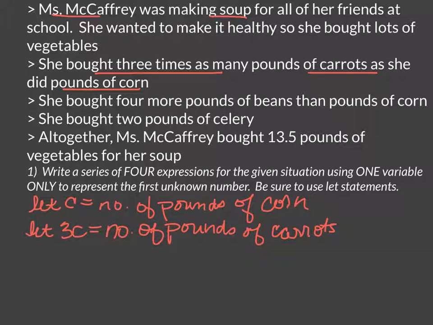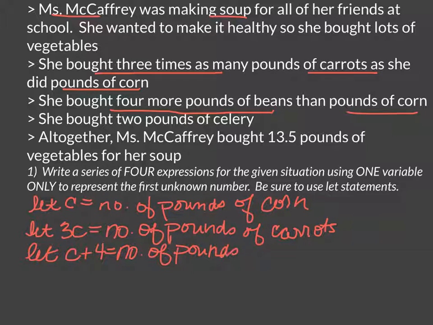She bought 4 more pounds of beans than pounds of corn. 4 more pounds of beans. So that's add 4. What am I adding 4 to? Well, the amount of corn, which is C again. So let C plus 4 equal the number of pounds of beans. This soup sounds yummy.